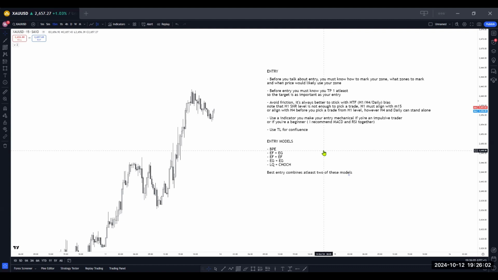All right. And then if you're a beginner, or if you're an impulsive trader, one of the things you want to do is to add indicator trading to your entry models. Because with the indicator, you become more mechanical, right? If you don't get this moving average crossover, if you don't get this RSI moving average crossover, you're not going to pick the trade.